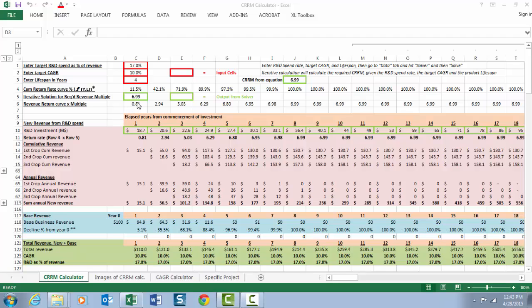Notice that the solution down here of 6.99 is exactly the same. So in other words, this has been fully solved, and let's look at the basic structure of the spreadsheet.